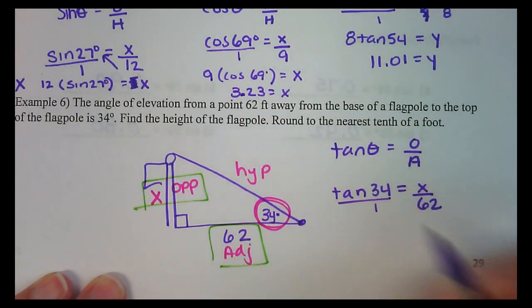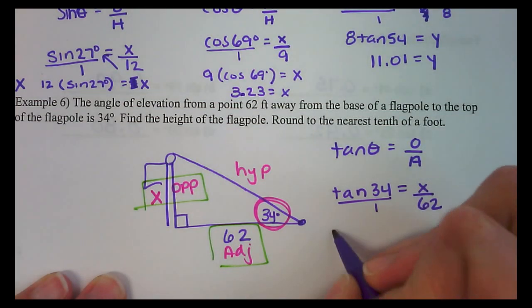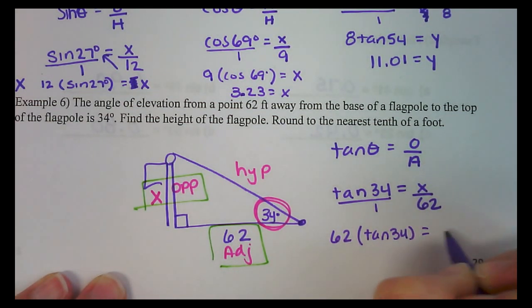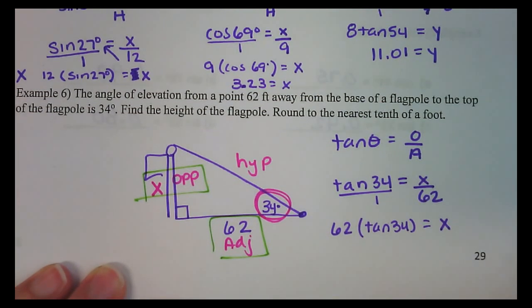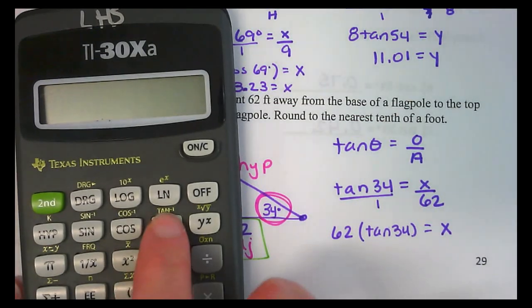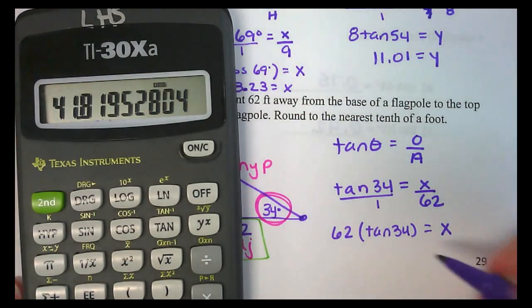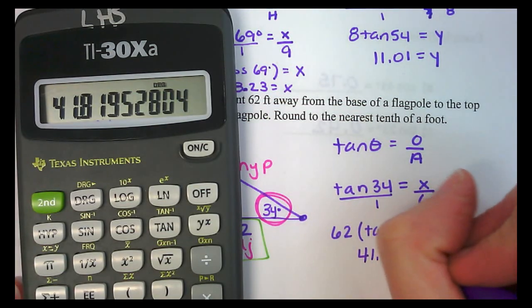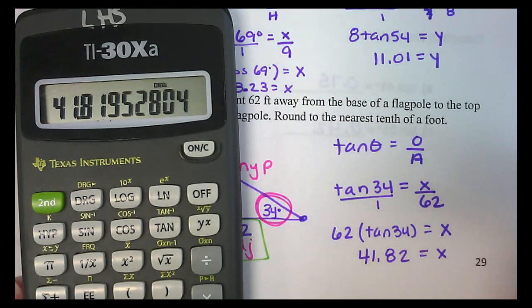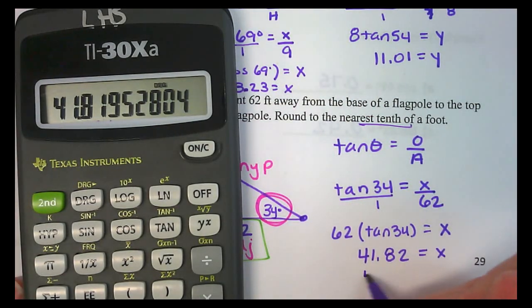I'm going to think about this as a proportion, and I'm going to cross multiply. 62 times the tangent of 34 is 1x. This is what I'm typing in my calculator: 62 times 34 tangent equals. It's really important that you remember to hit that equals button at the end. So I didn't pay attention. It said nearest tenth of a foot, so it should just be 41.8.